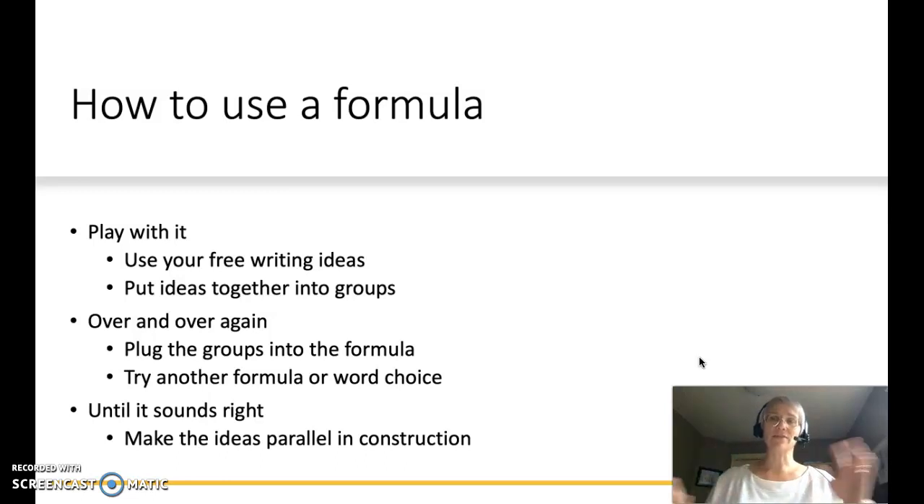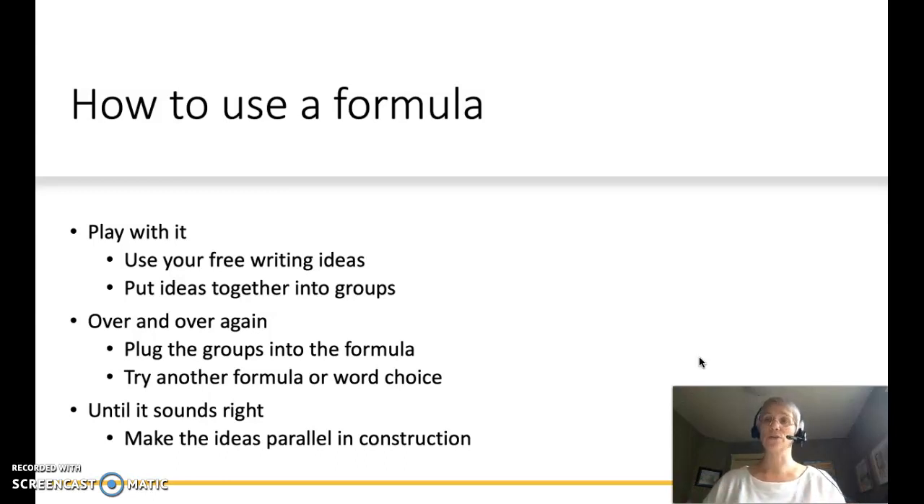Circle and group together the ideas that you've accumulated to see if you can make 3 topics, 2 topics, or 4 topics. Then start plugging it into the formula. Plug the groups into the formula over and over again until it makes sense to you.